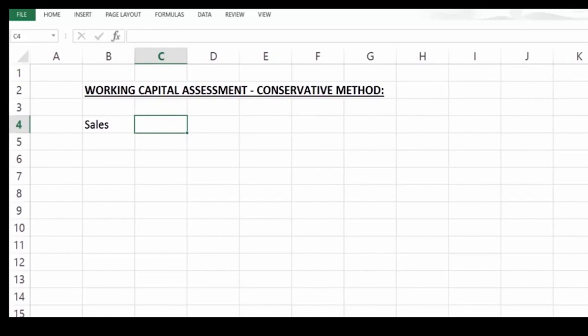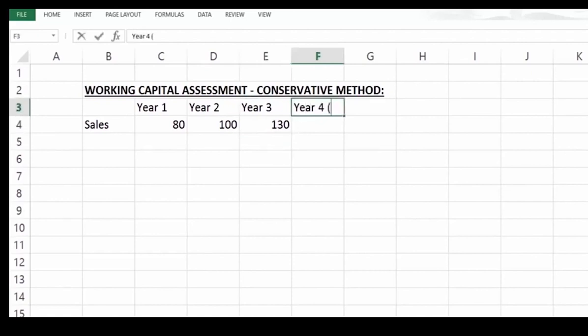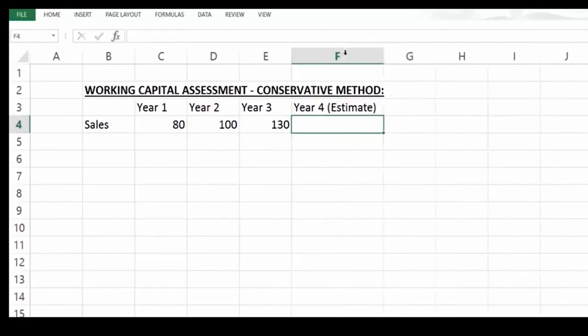So how to go about it? Let's say we are going to have some 3 years' figures. Let's say year 1, year 2, year 3. In year 1, the turnover of the company is 80 million. In year 2, the turnover is, let's say, 100 million, and in year 3, the turnover is, say, 130 million. Now we are focusing on year 4, and let's say that's the year we are estimating, and it's for this year we are looking for cash credit.